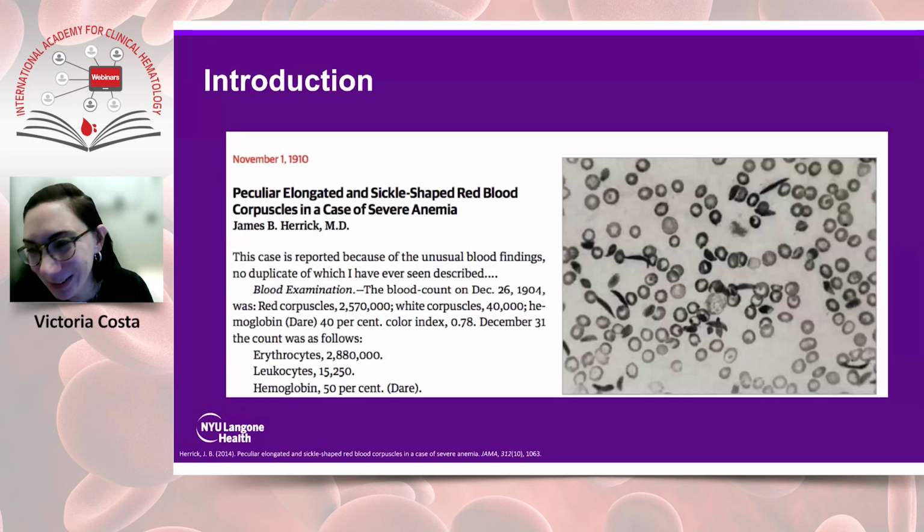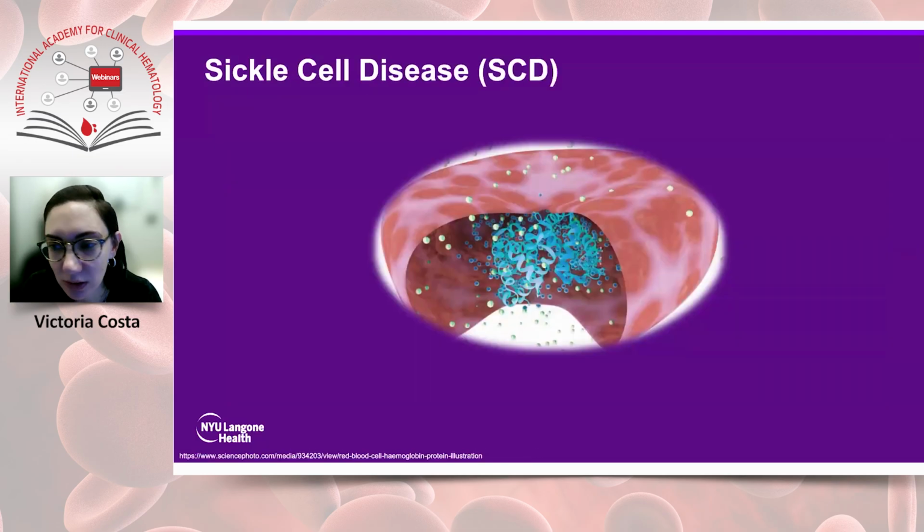shaped cells were first identified in 1910 by James Herrick, as you can see in the picture here, and were formally published in a medical journal at that time, and that was the first formal documentation of sickle cell anemia. Shortly thereafter, the genetics of sickle cell disease was determined. Sickle cell disease, or sickle cell anemia as we know it, is due to an abnormal hemoglobin, the major protein within red blood cells that carries oxygen.